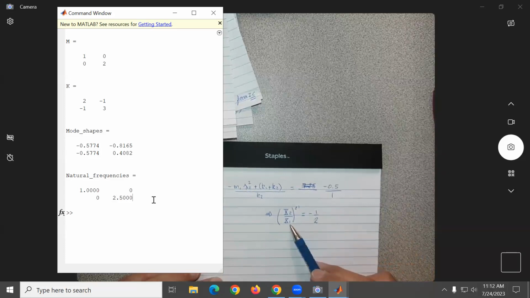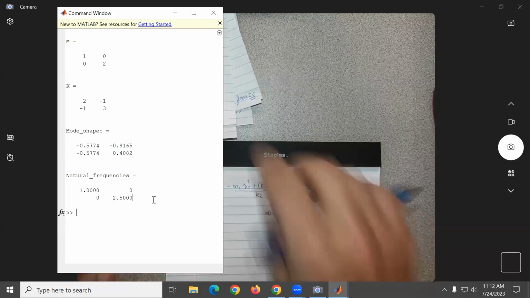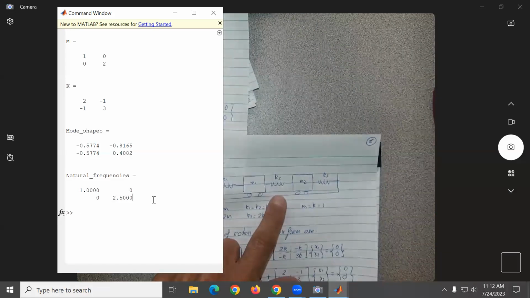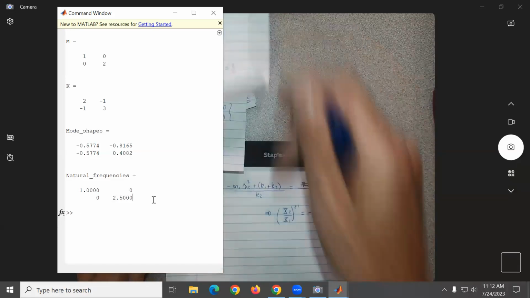Which basically this will mean what? That when x2, so x2 will be moving twice as x1, no? Yeah. So when x1 is moving 1 unit to the right, x2 will be moving 2 units to the left, no? Okay. So that's what we get.